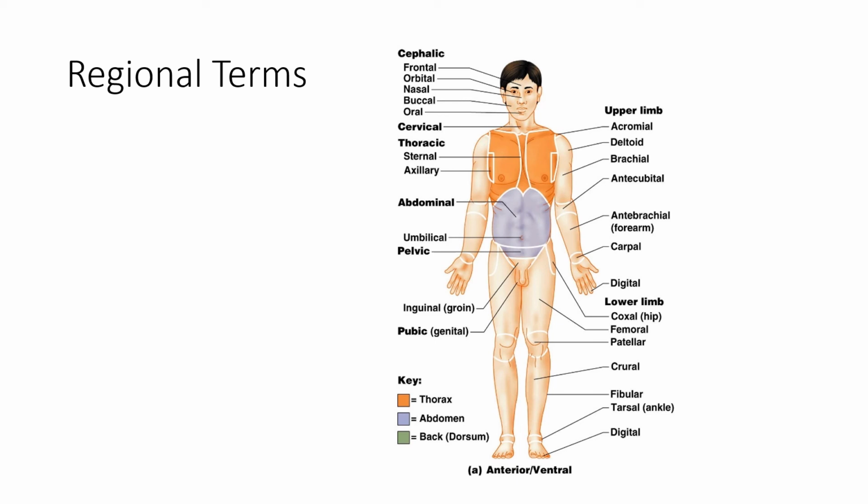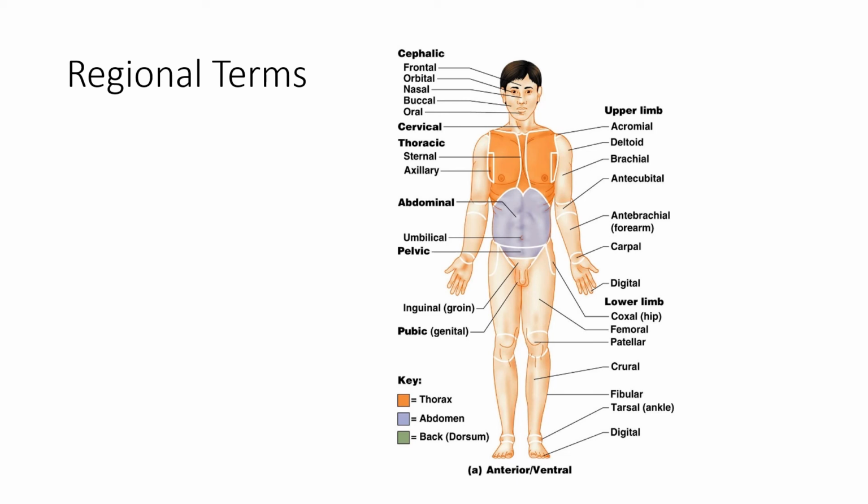I'll take you through the anterior or ventral view, and then I'll take you through the posterior view. So first, there's the head region, and this is called cephalic. Cephalic means the head region, and we'll talk about this a little bit more later. From there, working your way down the head, the forehead will be frontal. Around the eye is orbital. The nose region is nasal. The cheeks are buccal, and the mouth is oral.